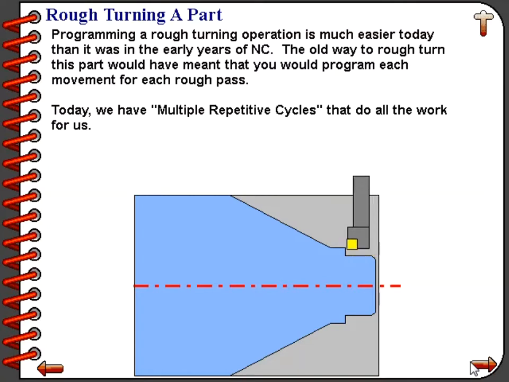Today we have multiple repetitive cycles that do all the work for us. In fact, if you can understand programming a finished turning operation, to rough it we really only need to add 2 more lines of program code, and that will magically rough the entire part.